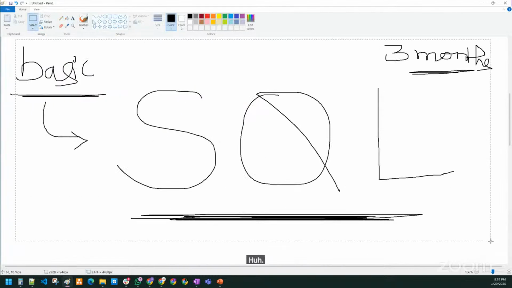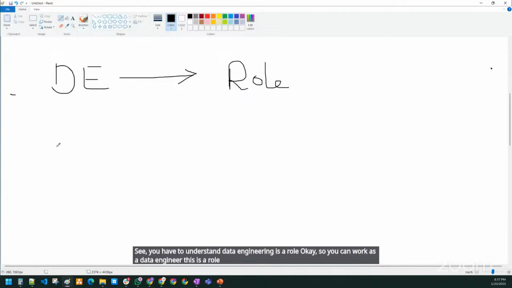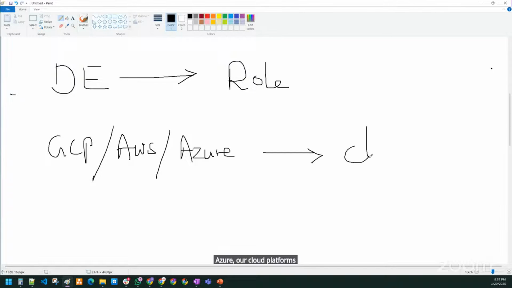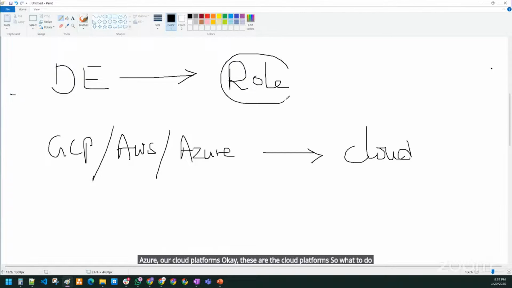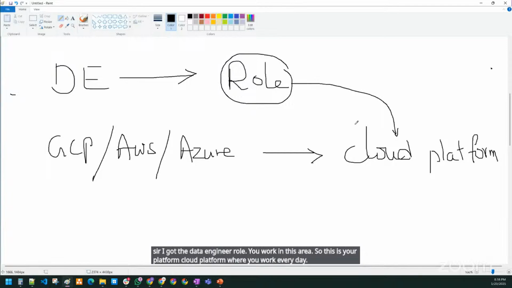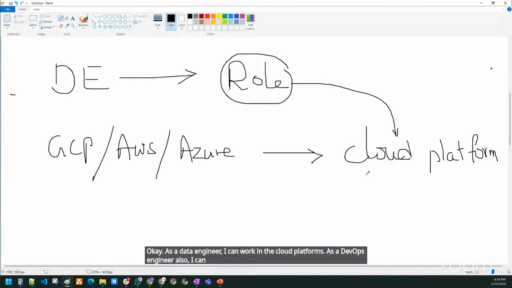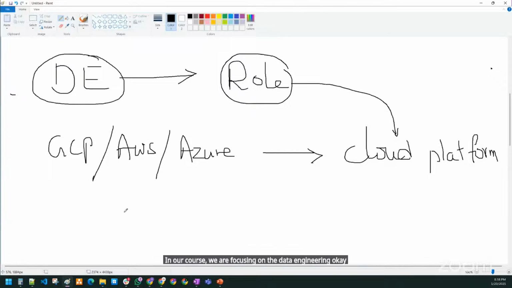See, you have to understand data engineering is a role. You can work as a data engineer. This is a role. And GCP, AWS, Azure are cloud platforms. This is your cloud platform where you work every day. As a data engineer I can work in the cloud platforms. As a DevOps engineer or an application developer, you can also work here. In our course, we are focusing on data engineering.